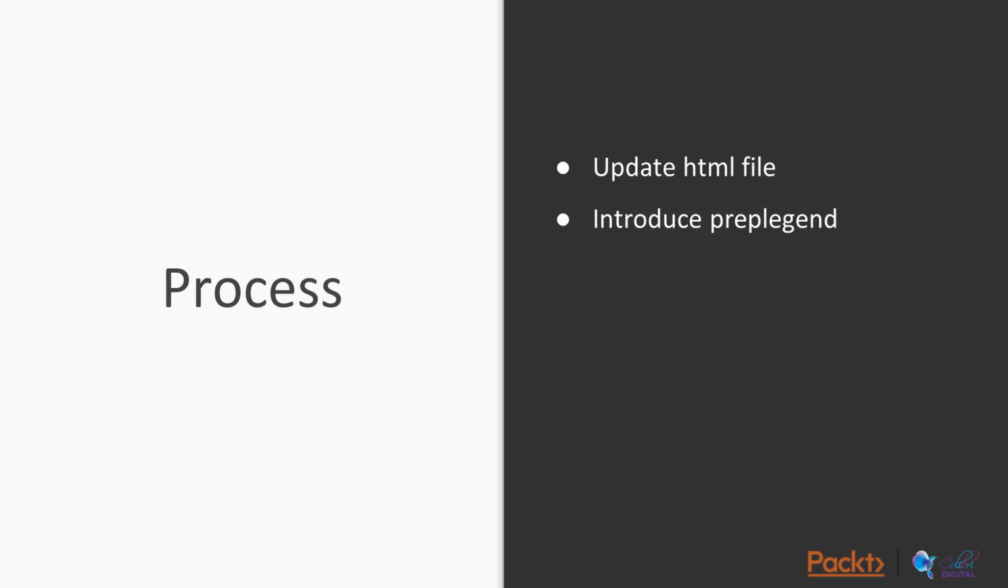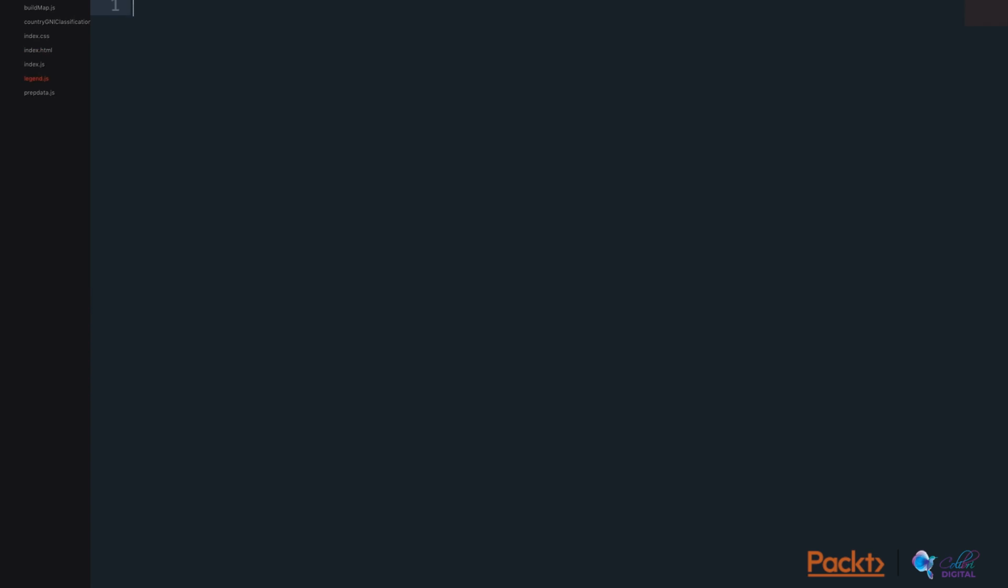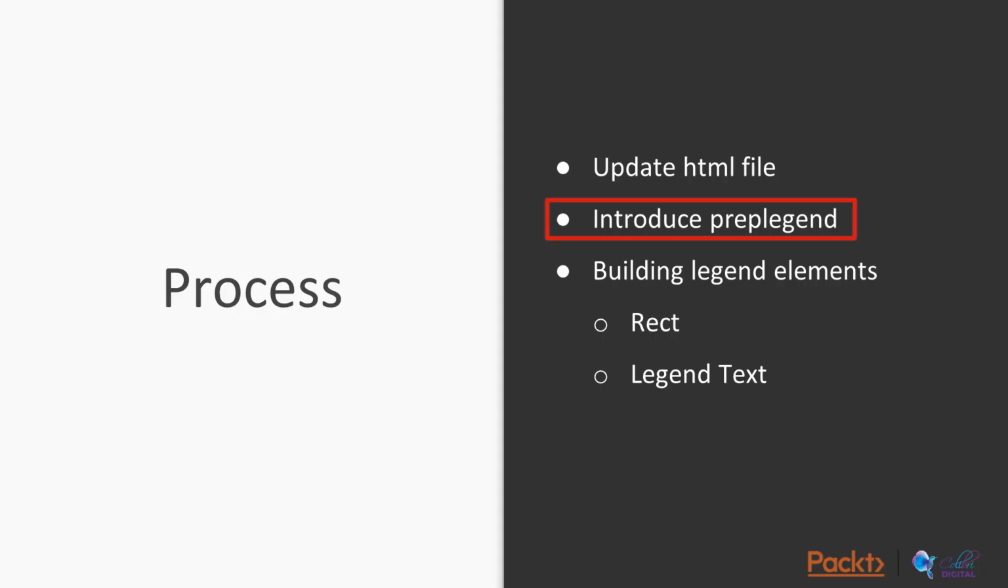logic for the legend. We will then introduce the prepare legend function. This prepare legend function will build the legend elements, the rectangle, and the legend text. So let's get started by updating the HTML file. We will include a new script tag called legend.js, and we will add a legend.js file to our project. Next, we will introduce the prepare legend function.